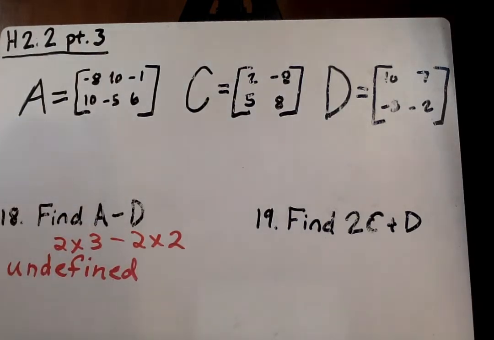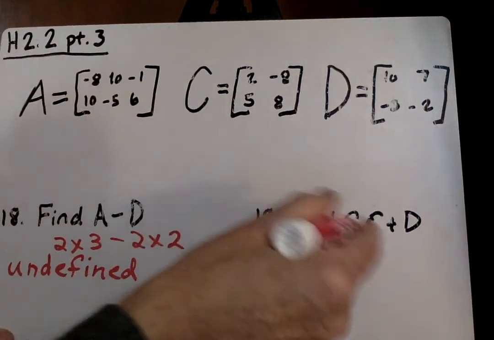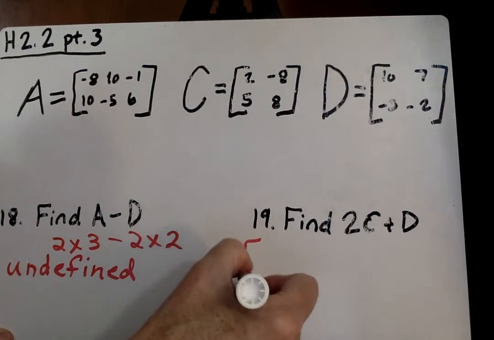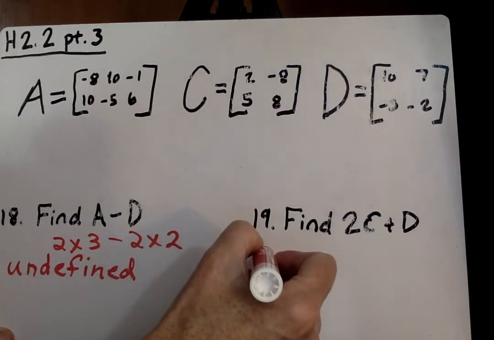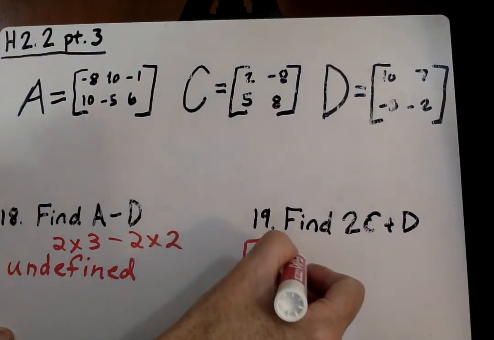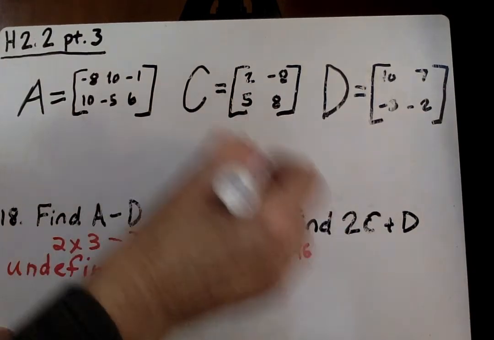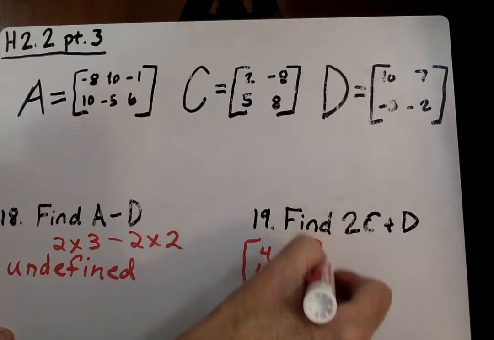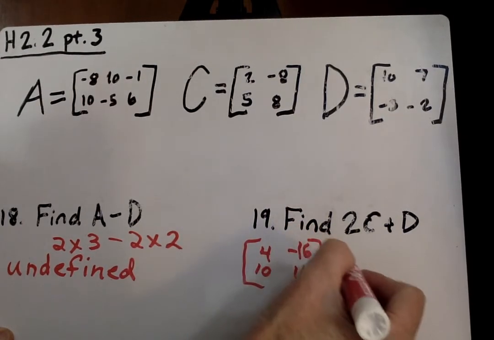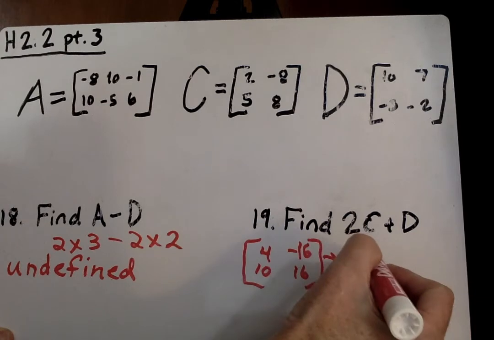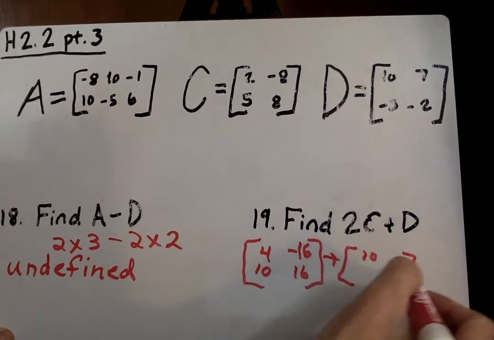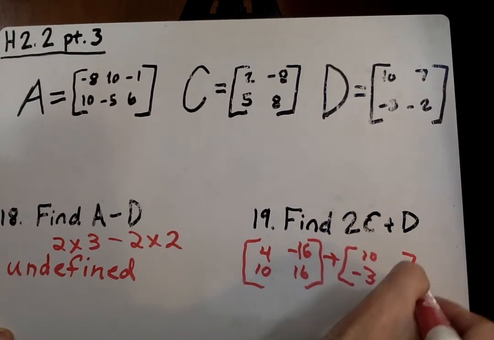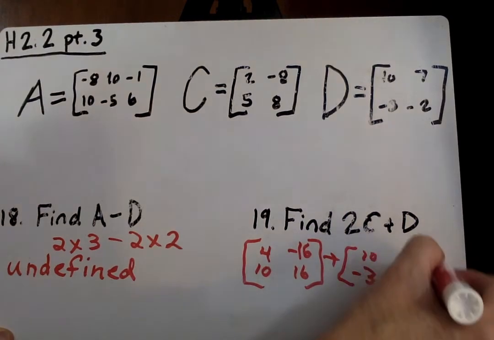Okay. Next, we're going to do number 19. Find 2C plus D. So 2C, I'm going to just go ahead and write it out. 2 times 2 is 4. 2 times negative 8 is negative 16. 2 times 5 is 10. And 2 times 8 is 16. And I'm going to add that to D. So plus 10, 7. That looks like a negative 3. It looks like it got smeared a little bit. Let me just see.